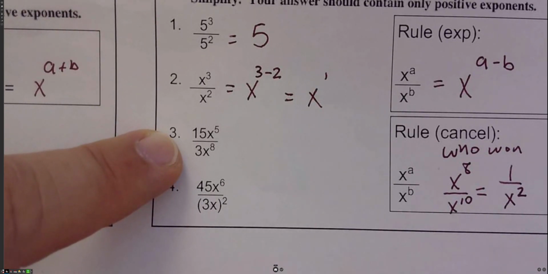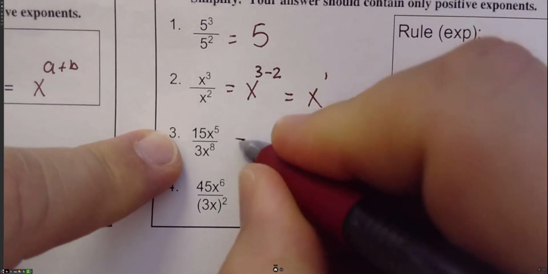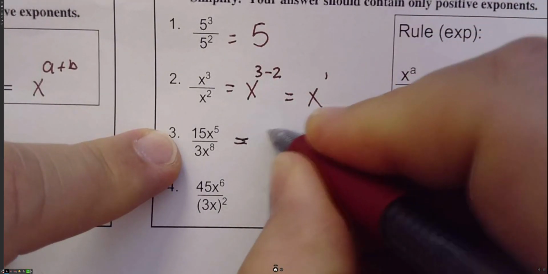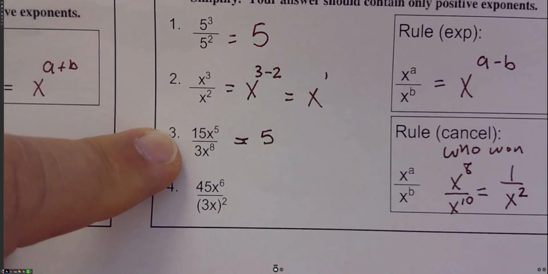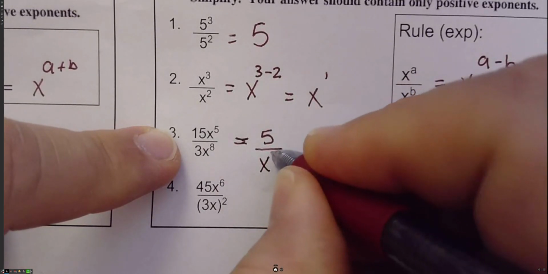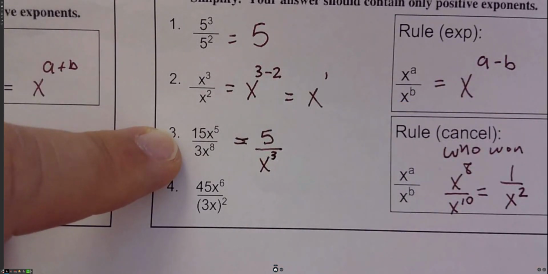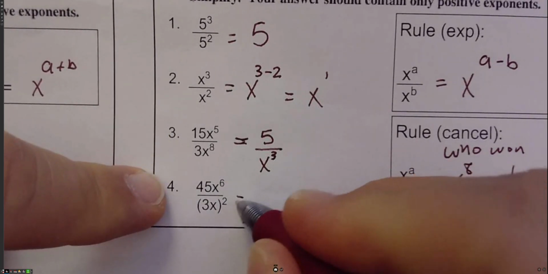This next one, the numbers divide. 15 divided by 3 is 5. This is one where you kind of have to do who won. You only really have to do who won when the bottom wins. The bottom wins by how much? 3. So it's x to the 3rd on the bottom. If you put it on top, you're giving the points to the wrong person, right? And they don't win.